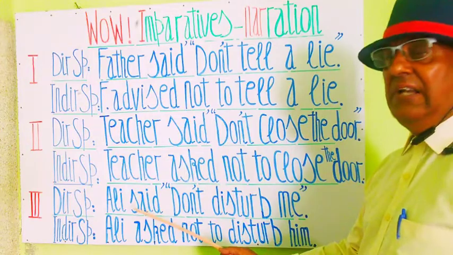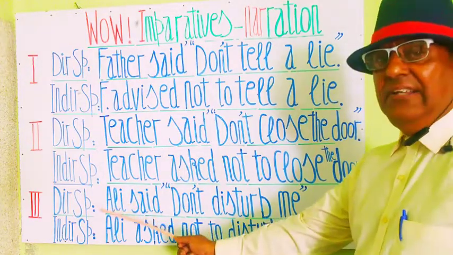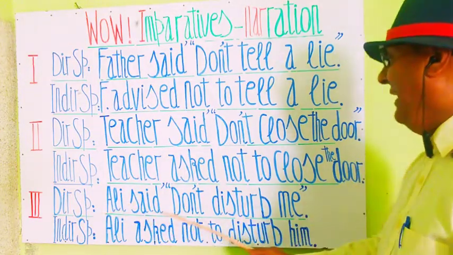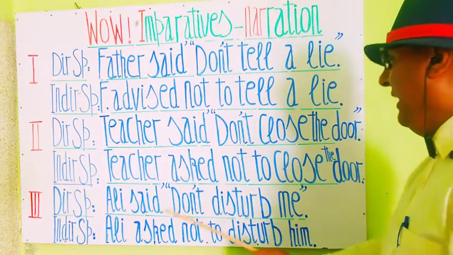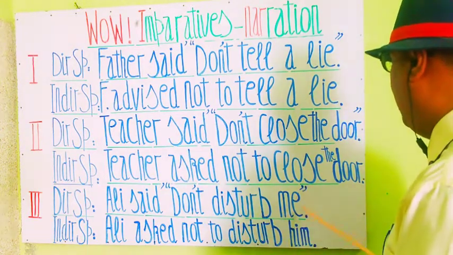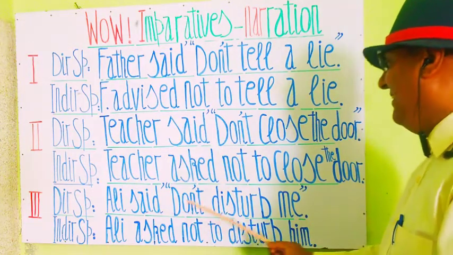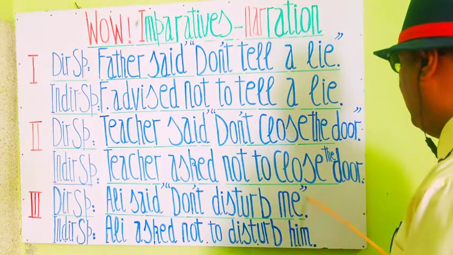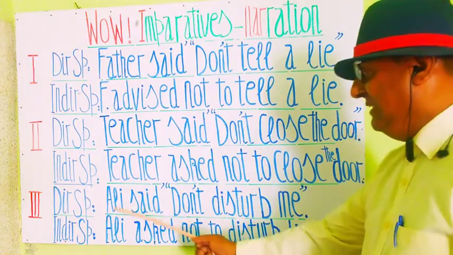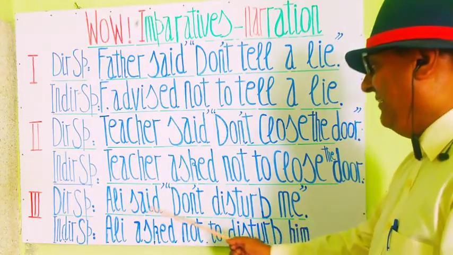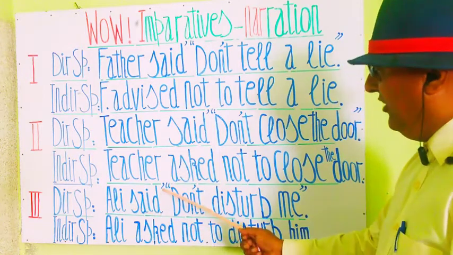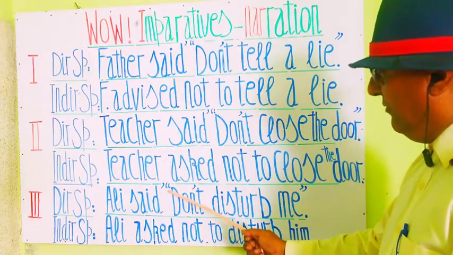Yes, my students, now see the next statement in direct speech. Ali said, comma, inverted comma start, don't disturb me, comma, close, full stop. This is the first part of this imperative statement. Ali said is in the past tense, and you see here comma, inverted comma, start.